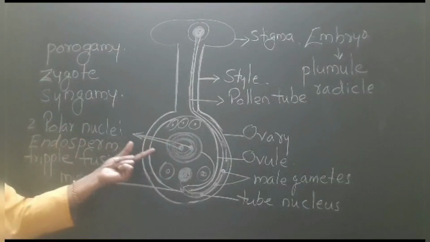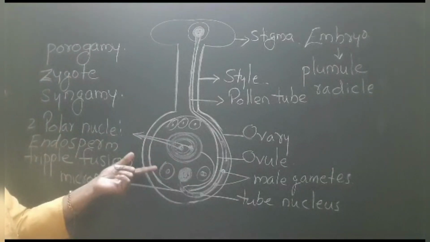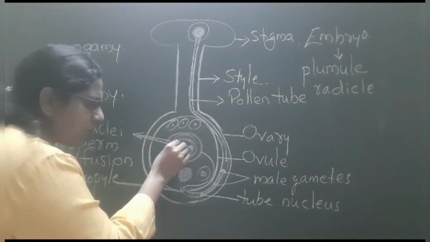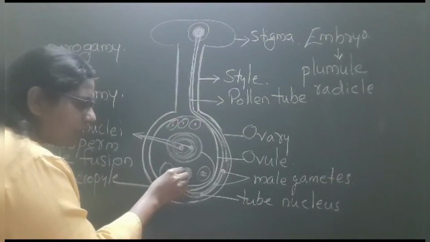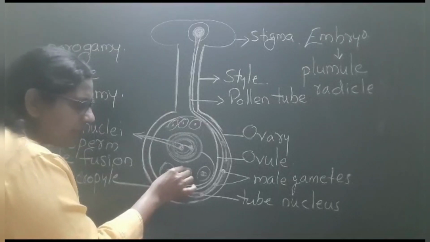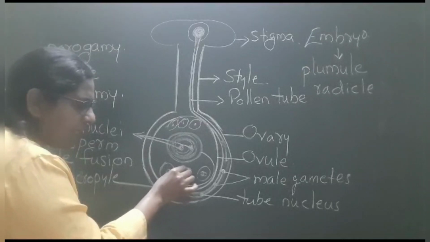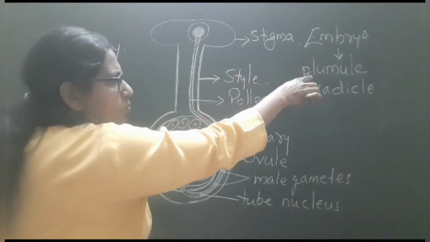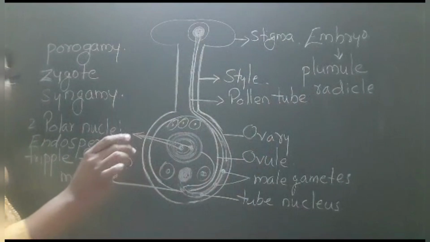This endosperm contains carbohydrate, protein and lipids. This endosperm's function is to nourish the zygote, and this zygote develops and divides into embryo. Embryo again gives rise to plumule and radicle of a seed.